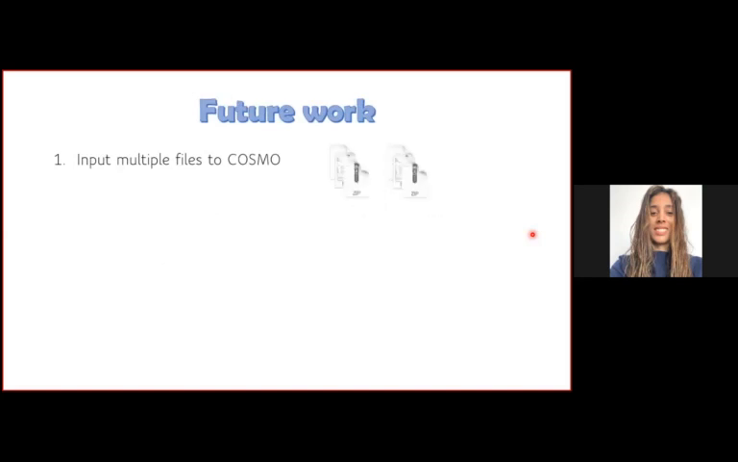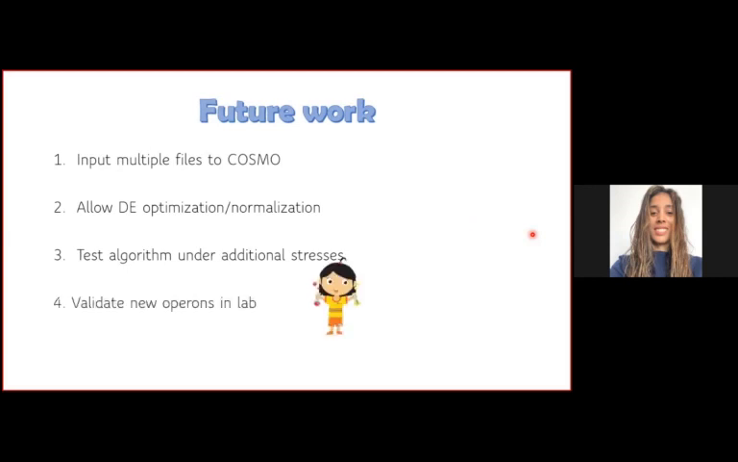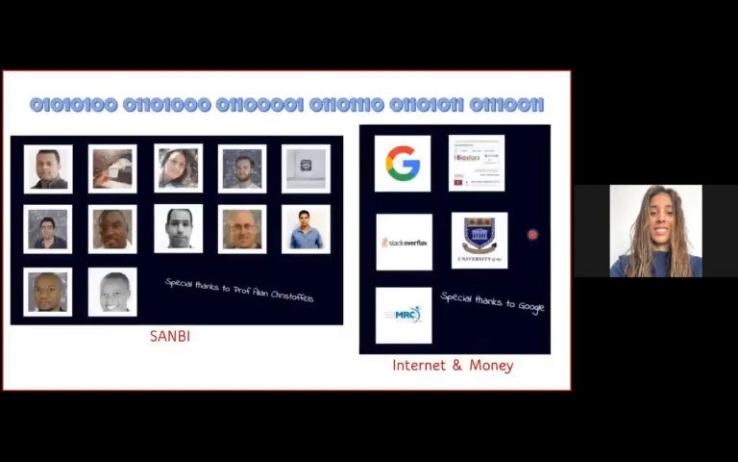For future work, we want COSMO to be able to accept multiple files, and then to also be able to do differential expression inside of the operon, which means that we will need to optimize it for normalization. We also want to test it under some additional stresses, and then figure out how we're going to choose which operons to validate in the lab. And then finally, test the algorithm on different organisms. So one of the students for Alan is currently testing it on E. coli. So I'm very excited to see those results.